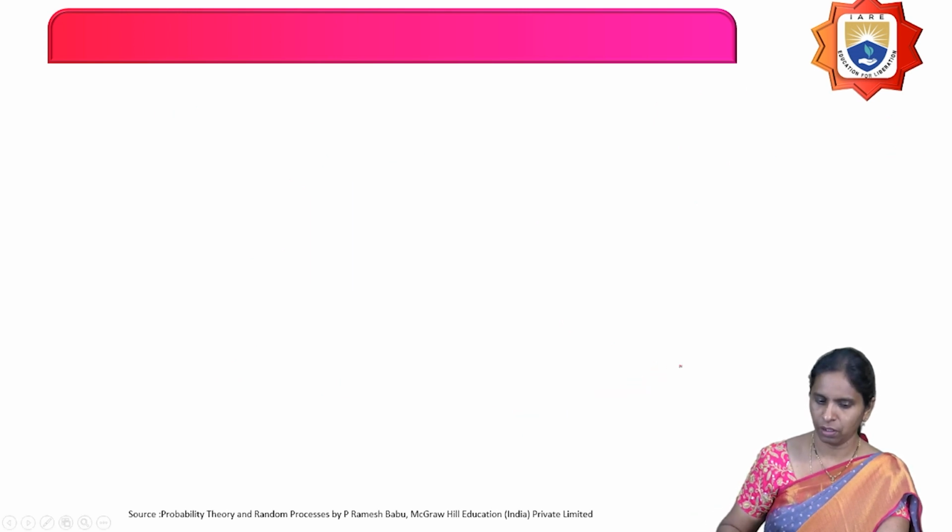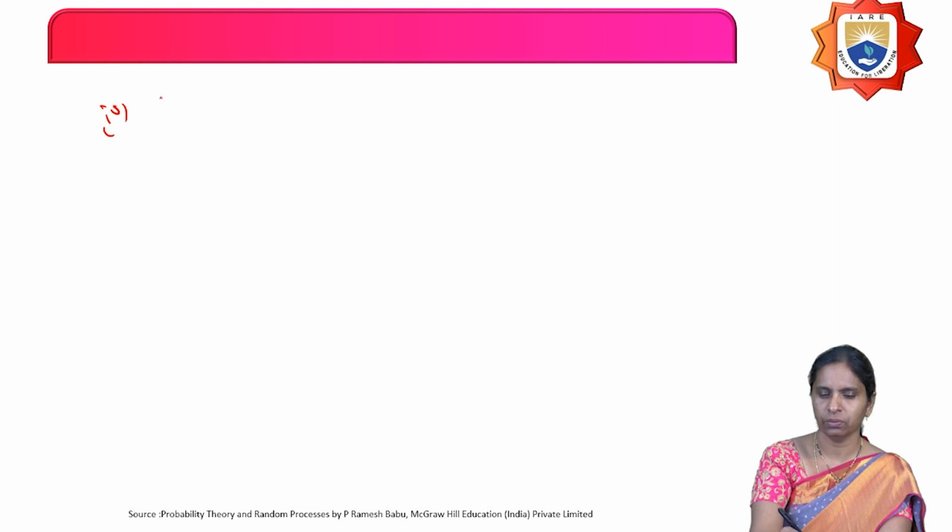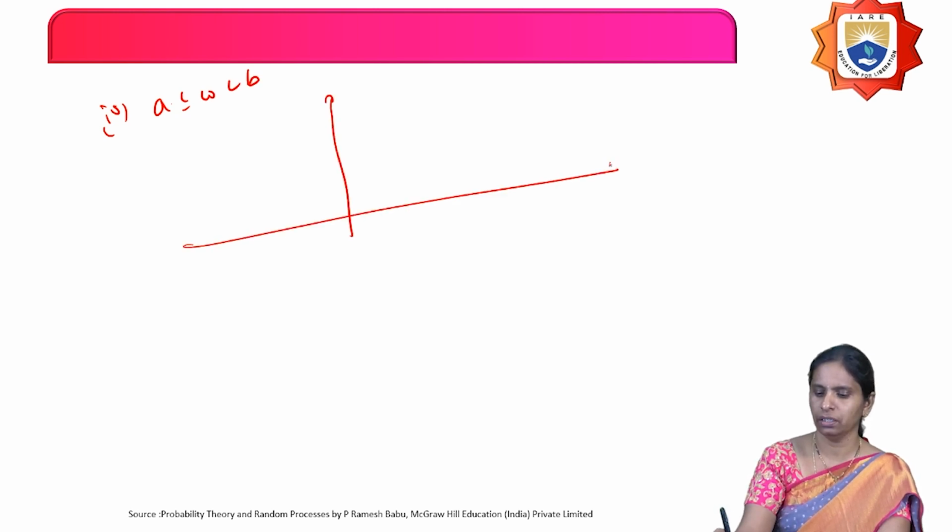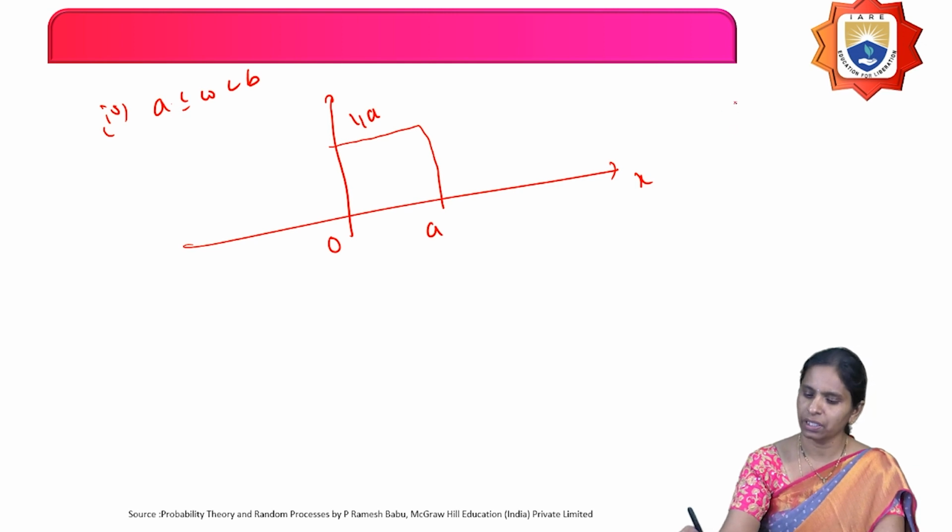Now we'll go for the fourth case. What is the fourth case? When w equals a to b. Now we draw the fx of x. What is fx of x? It equals 1 by a when x is from 0 to a. And what is fy of w minus x?